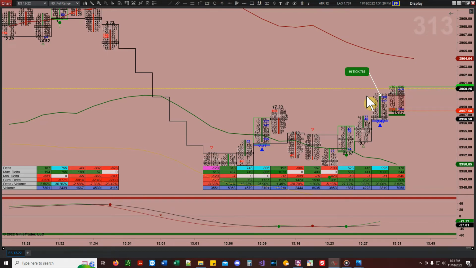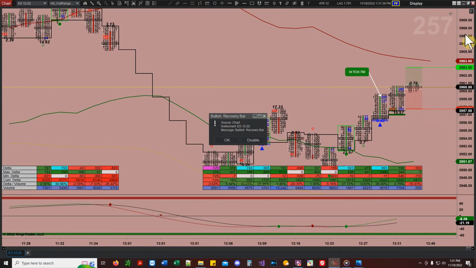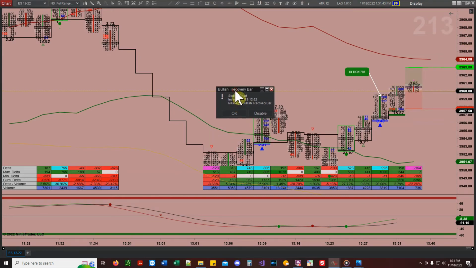Because if you don't take what you're supposed to take the way you originally set it up in your research, if you don't have it set up the way it's supposed to set up, if you don't trade the way you do in your research, you're going to run into problems. Okay? Here's another alert going off.